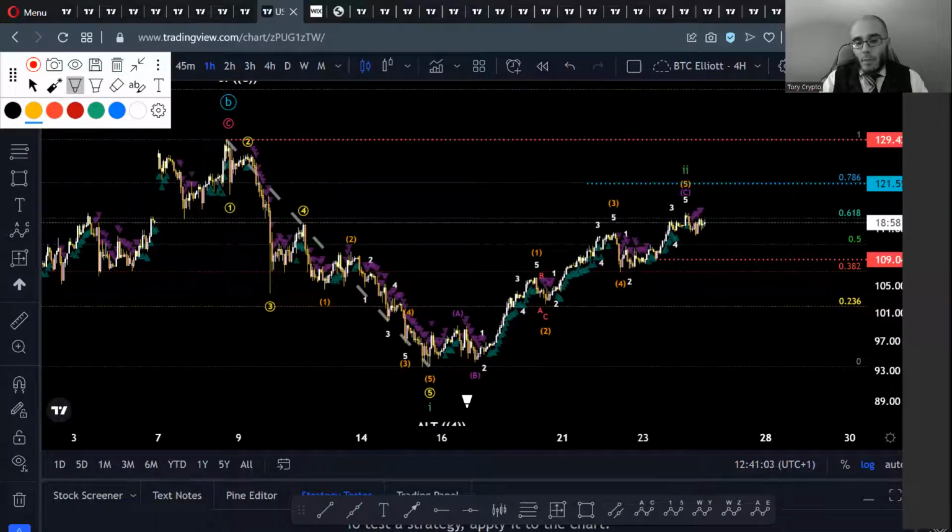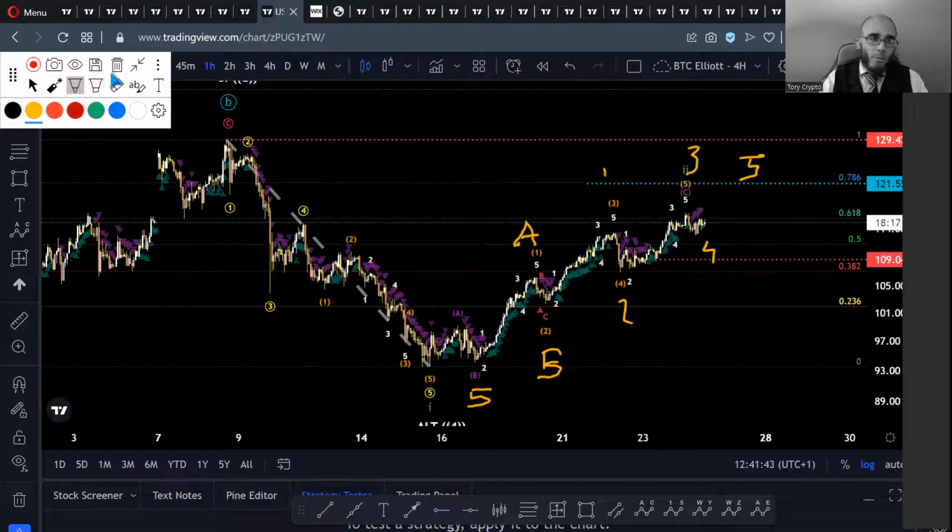But maybe my first idea that we have a truncation and the wave 5 stopped here is also possible. And then I would have to put an A wave up here. See if I can draw that. An A wave up here, a B wave down here, and then I would have 5 waves. 1, 2, 3, 4, 5. So if we get a truncation, we could even go higher.